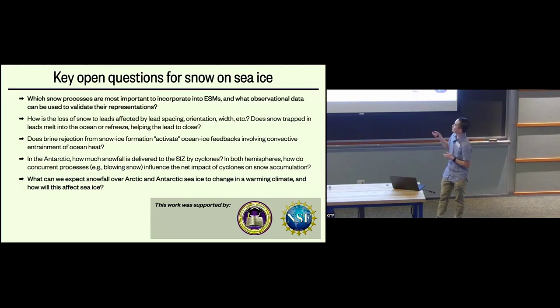Does brine rejection from snow ice formation activate these ocean ice feedbacks, as that brine rejection leads to convective mixing and upward heat fluxes? And could that lead to this sort of conveyor belt that's been suggested, where ice grows from the top and then melts from the bottom, cycling downwards? And then in the Antarctic, because this has, I think, been constrained in the Arctic, how much snowfall is delivered by cyclones? And in both hemispheres, how do processes that happen with cyclones, like blowing snow, influence the net effect of those cyclones? And then in bold here, of course, how can we expect snowfall in both hemispheres to be changing in a warming climate, and how is that going to affect sea ice?